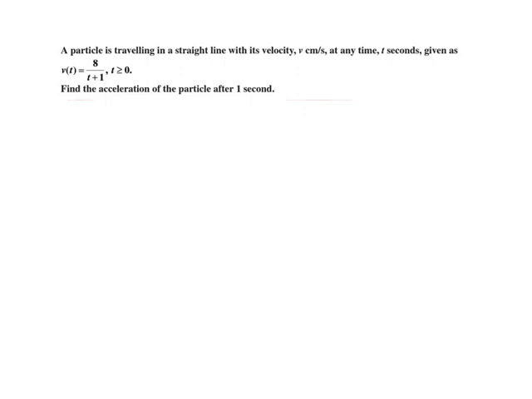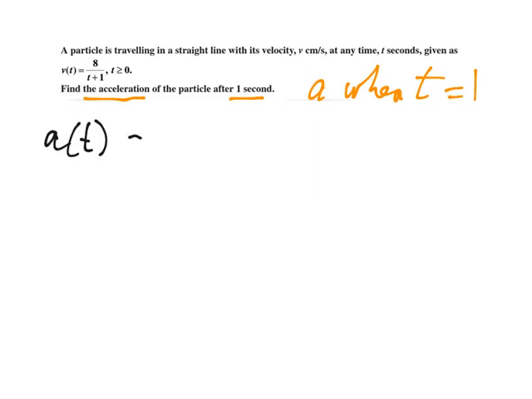Next example. This time we've got a bit more complicated thing. We want the acceleration at 1 second, so that means a when t equals 1. And the acceleration is the derivative of the velocity. Alright, so calculators can do this.